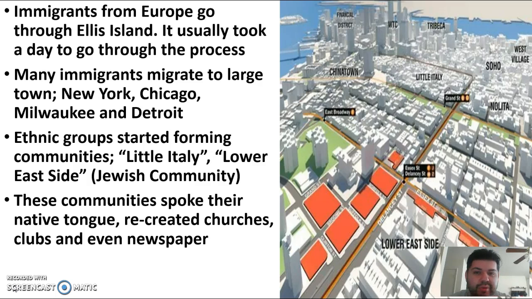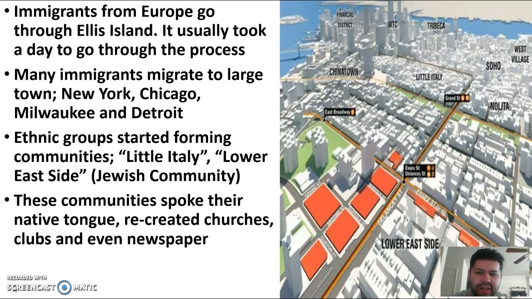Now, the other thing they would do is recreate their churches. The Italians, mostly Catholic, would start building theirs. The Jewish would build up their synagogues. The Muslims would create their mosques and things like that. So that's what they started to do. They started to feel like this is our home, this is our area, so we're going to make it so that it's for us.